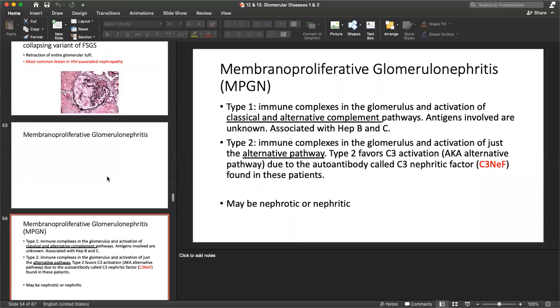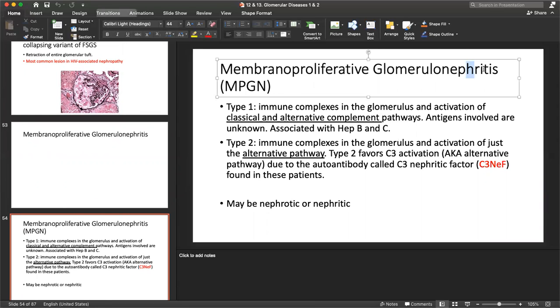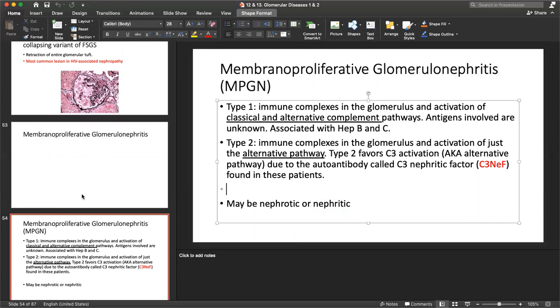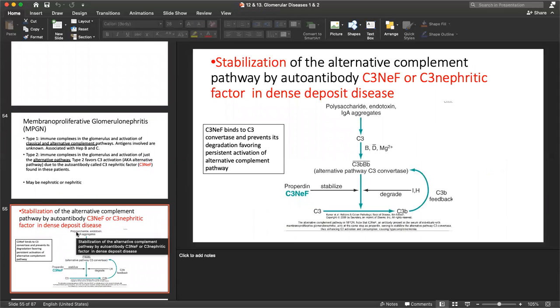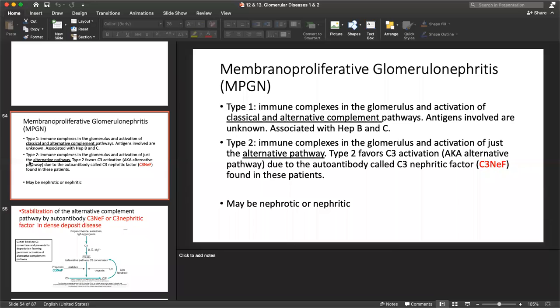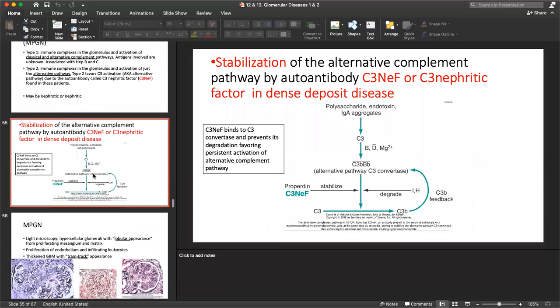I would just kind of think of it as both. Even though it says itis at the end, so you're thinking, oh, it's only nephritis, but it can also be nephrotic. So don't get confused. So we have that stabilization of the alternate path by C3 NeF, which is nephritic factor in dense deposit disease. So type 2, its other name is dense deposit disease, and that's what you usually hear.